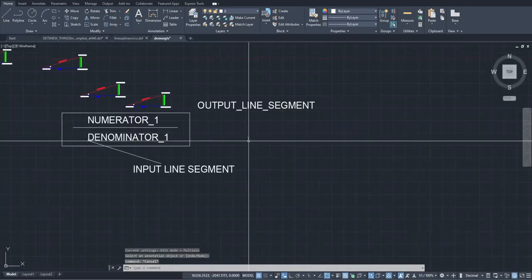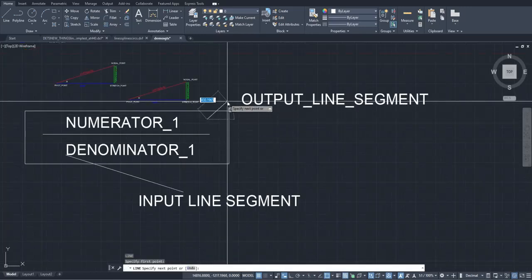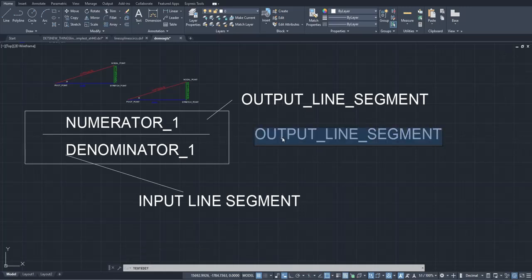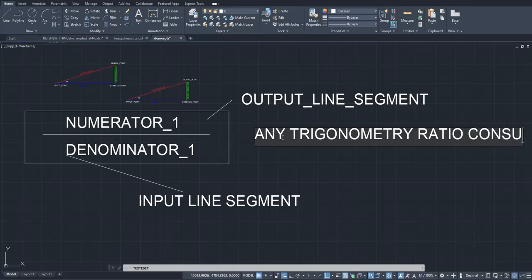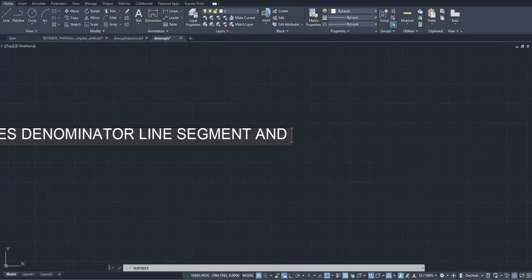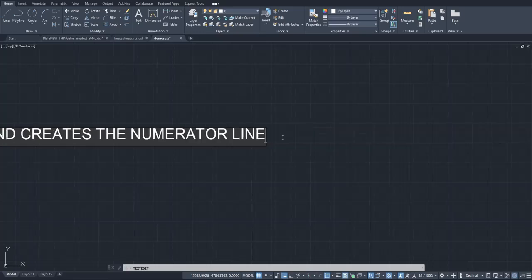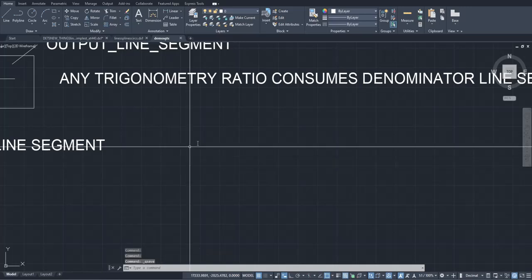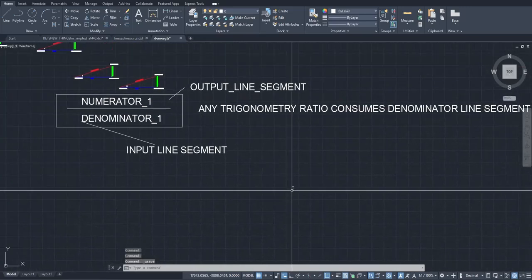Is generated here. So we can think that any trigonometry ratio consumes the denominator line segment and creates the numerator line segment. We have to interpret the trigonometry ratios in this way in Sanjoy Nath's Geometrifying Trigonometry.